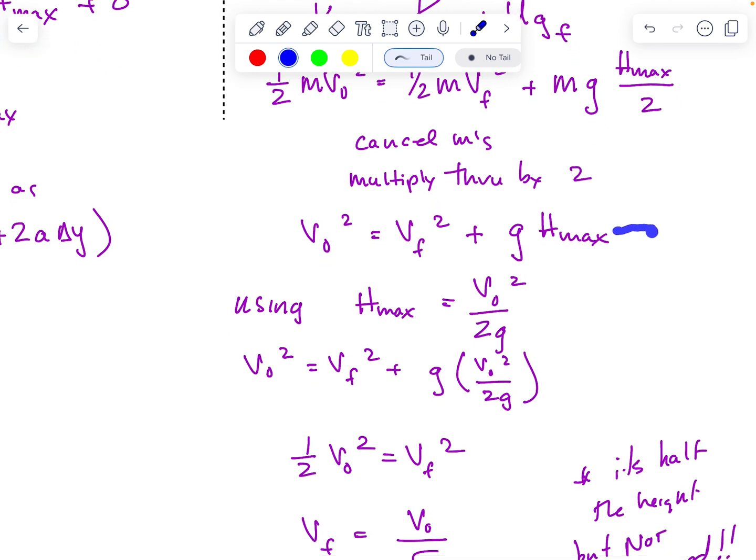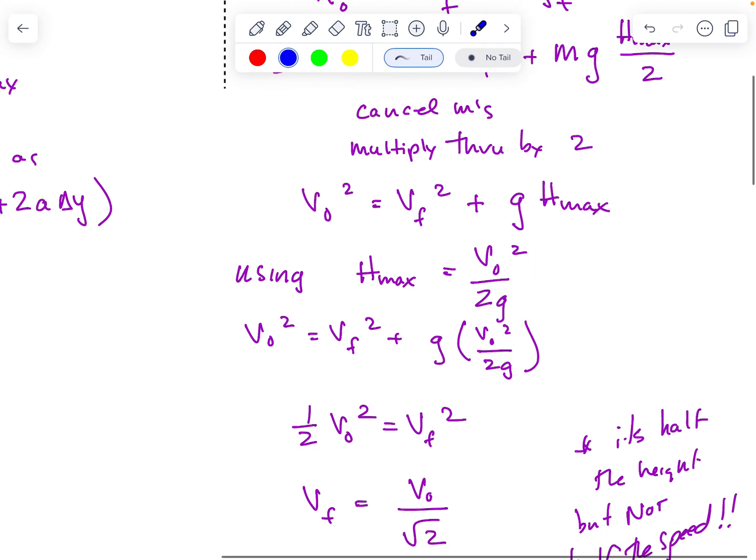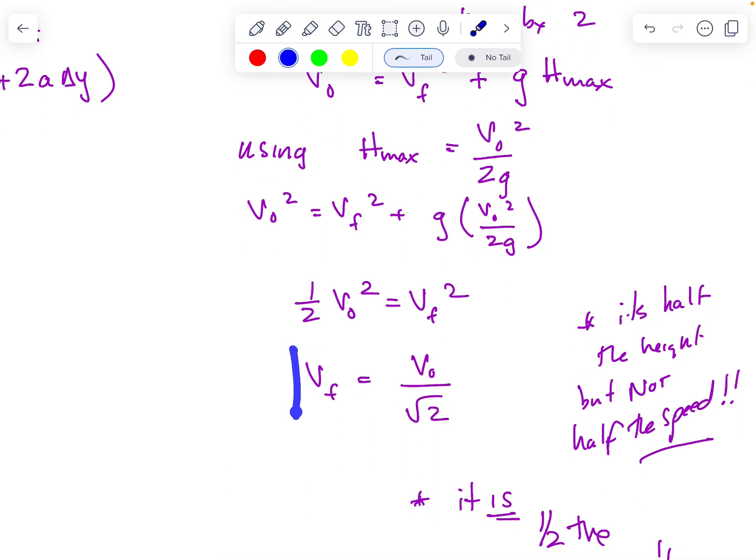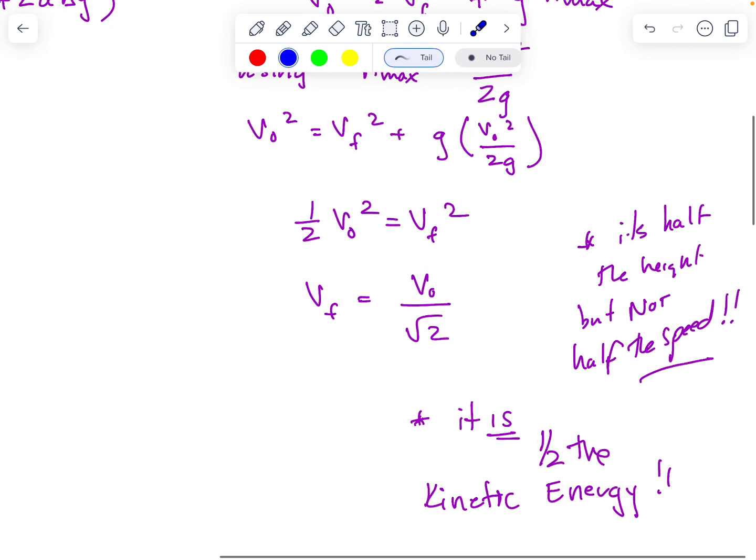Again, it looks like the kinematic equation, but not exactly because there's a factor of 2 that's missing there, so don't shortcut here. Using our answer from the previous part, the definition of h max, I'm plugging that in, and then solving for the final speed. I get the final speed is the initial divided by the square root of 2. So notice I'm at half the height, but it's not half the speed halfway up. In fact, it's v naught divided by the square root of 2. It is, however, half the kinetic energy. So we have to be mindful of the difference between half the speed and half the kinetic energy.